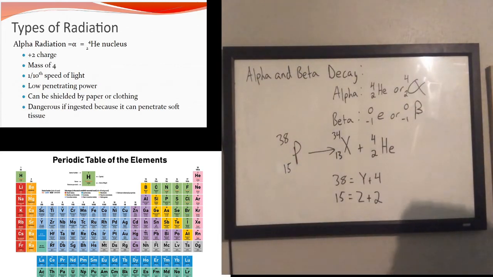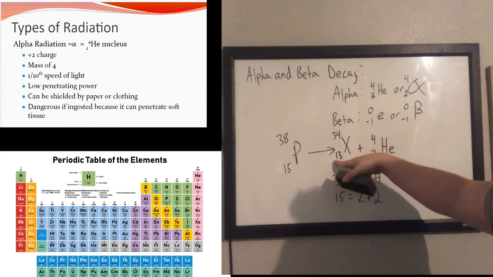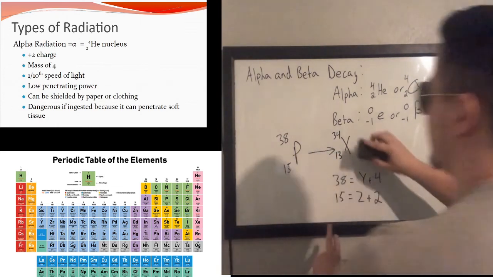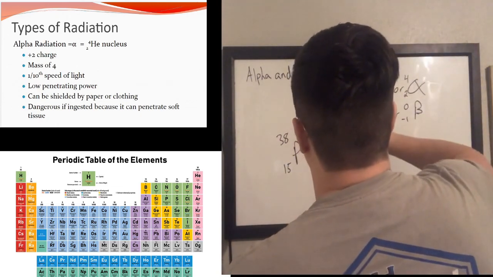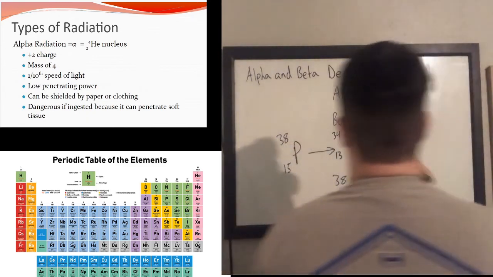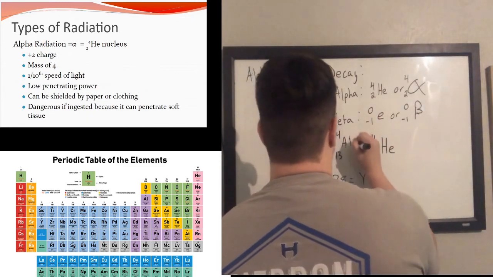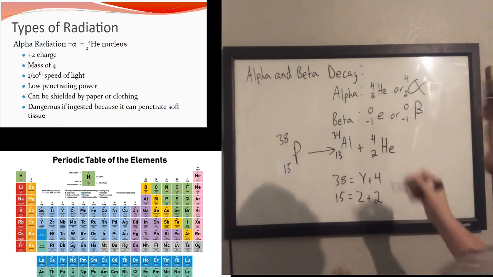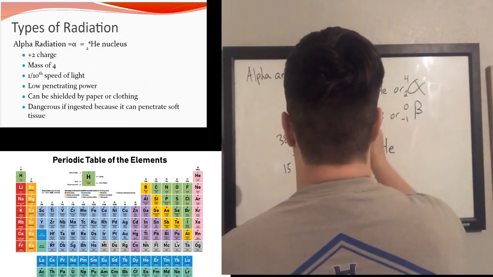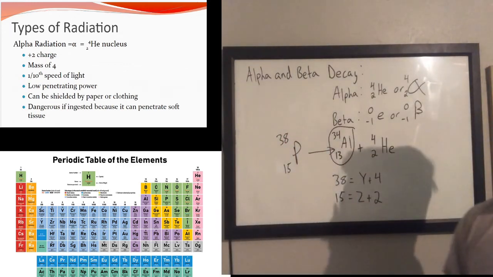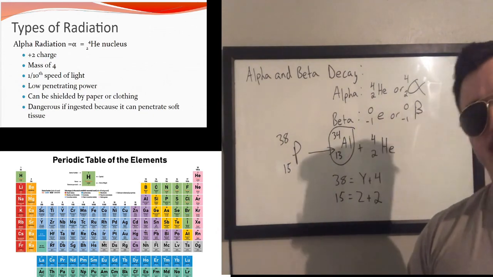Now, how do we fill in what X is? This number is going to tell you what your element is. Therefore, I look at what element number 13 is on the periodic table, and I know that it is aluminum. Typically, the answer that they're looking for is this particle right here, but they could be asking for the entire product side of the reaction. That's alpha decay.